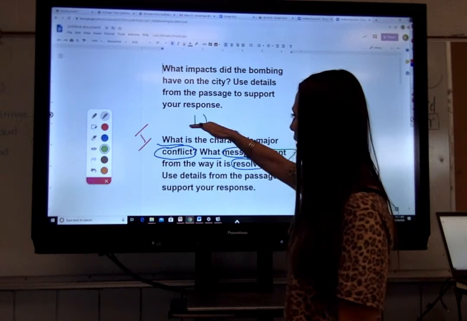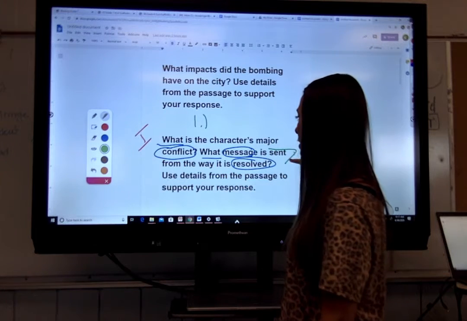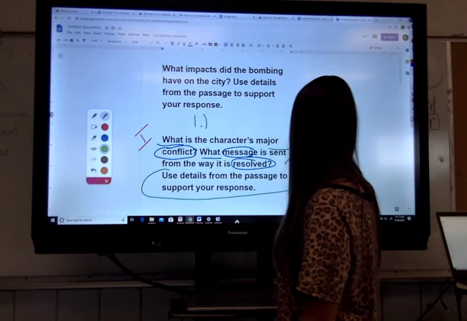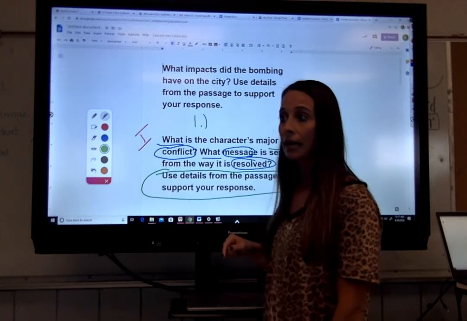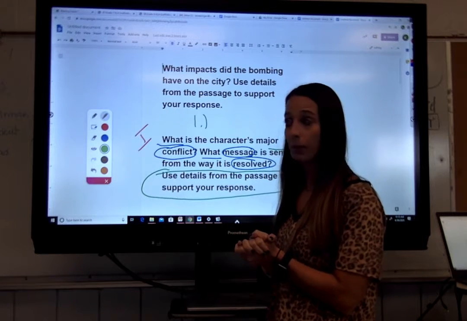You would put in the first paragraph, RACE what the conflict is. The second one, how the message shows that it is resolved. Now remember, using details, you're going to do that in both of the paragraphs when you RACE it, when you give your evidence and you explain.